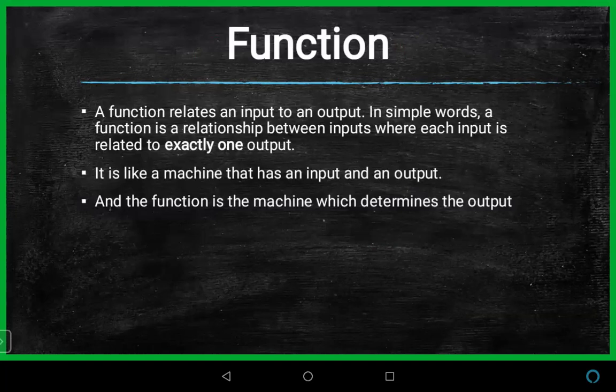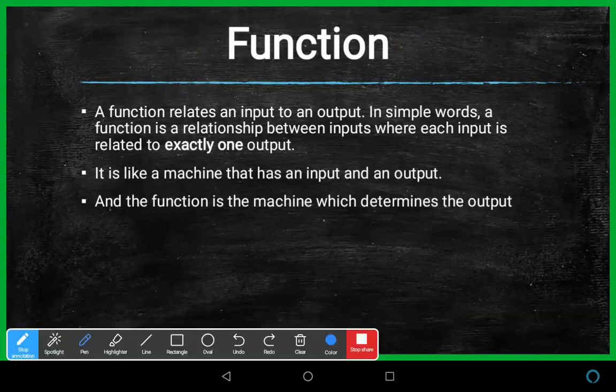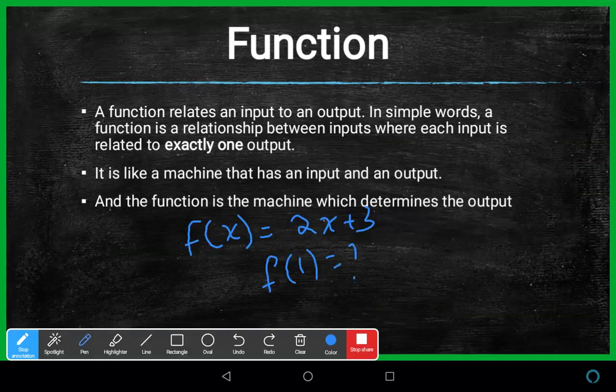So how can we write the function? First, we need to understand how to write function notation. We can write it like this: f(x) is known as a function of x, 2x plus 3. So how can we input into the function? For example, the question is find f(1). This means you have to input 1 in the function and you will get the output. So we replace x by 1, and the output will be 5. This means the input is 1, the output is 5. So this is how we can solve the function.